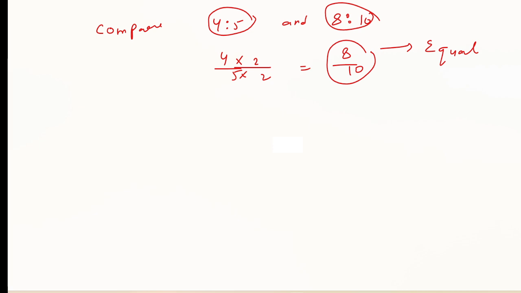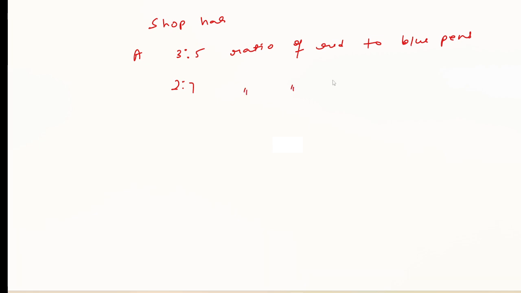Yeah, this was all of that. We need to talk about combining ratios. So how do we combine? Let's take an example. Let's suppose a shop has a 3 to 5 ratio of red to blue pens. So this is the ratio of red to blue, and a 2 to 7 ratio of blue to green pens.